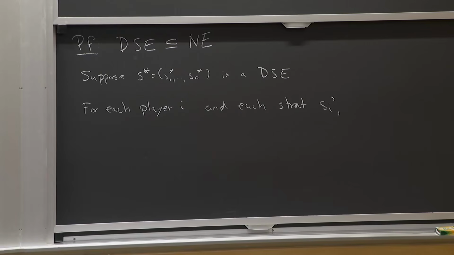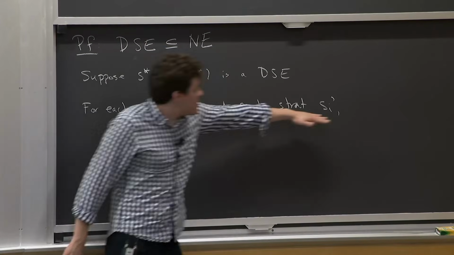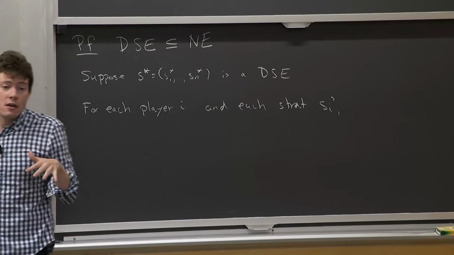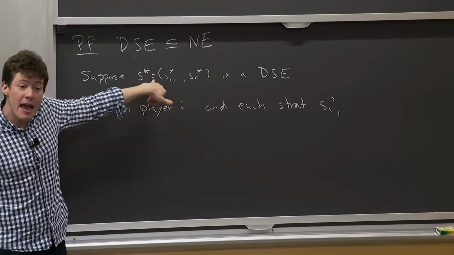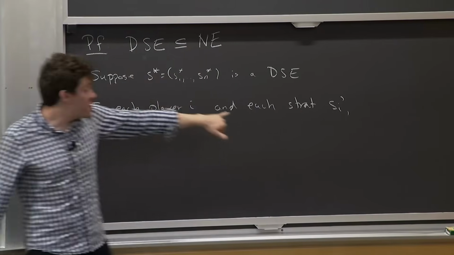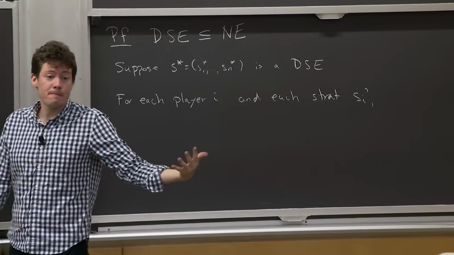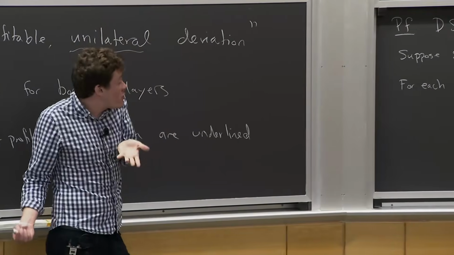What do we want to show? We want to show that this deviation is not profitable for player i. That is, we want to show that for player i, it's better for them to play si star than to play si prime, given the way that their opponents are playing. Right? But that's what we want to show.